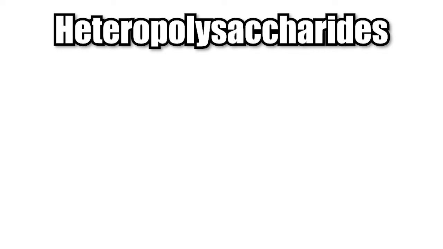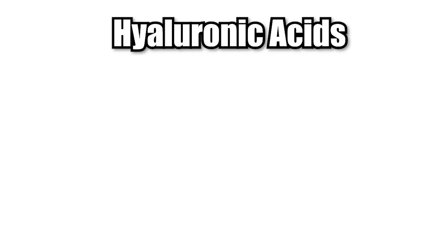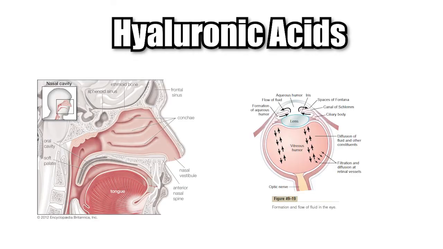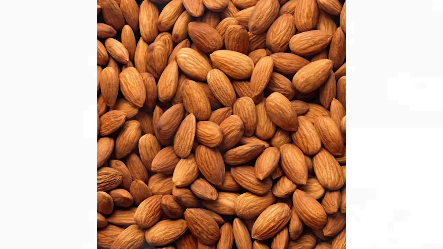Heteropolysaccharides are molecules composed of multiple different sugars. First of all, you have hyaluronic acid, which is a natural substance found from nasal or eye fluids. Foods include tofu and almonds. So here's where the food examples end. I will no longer be listing any food examples after this.